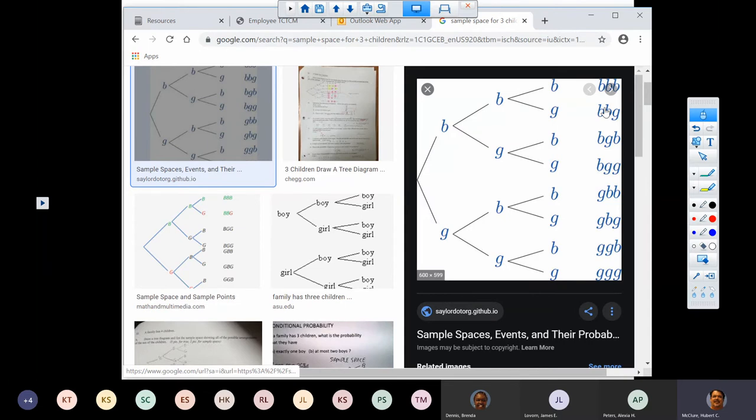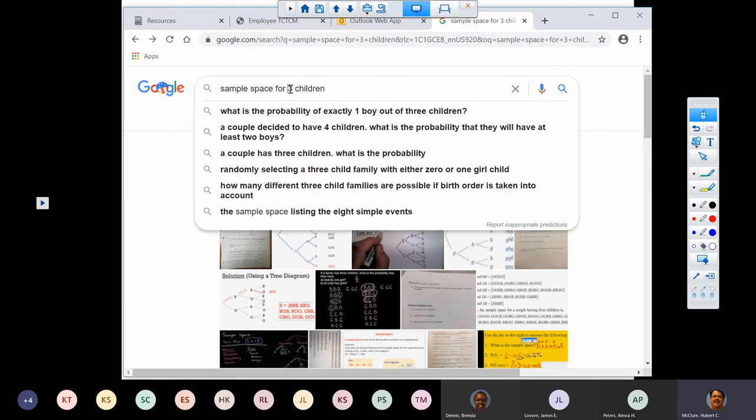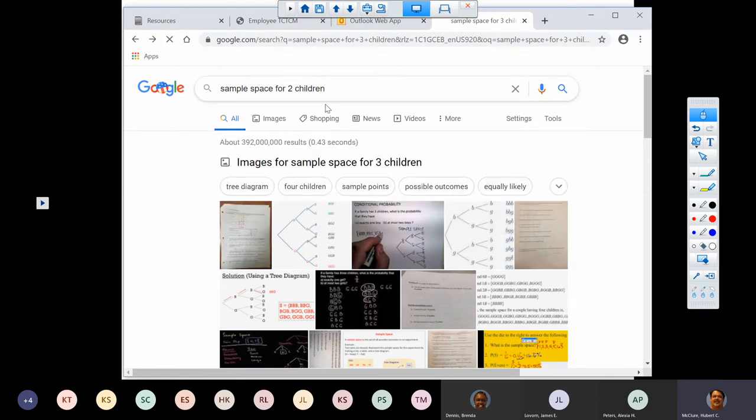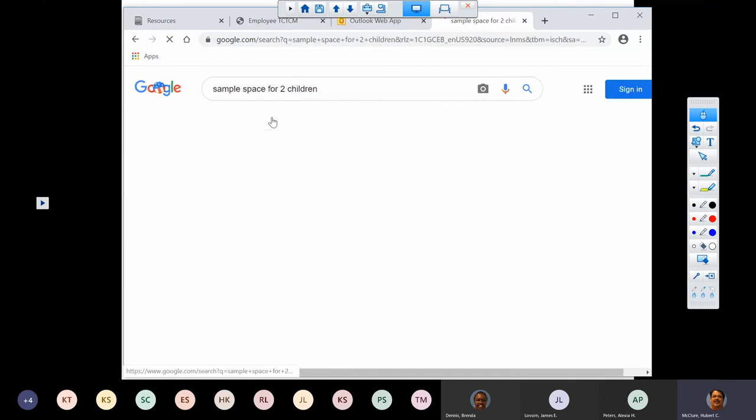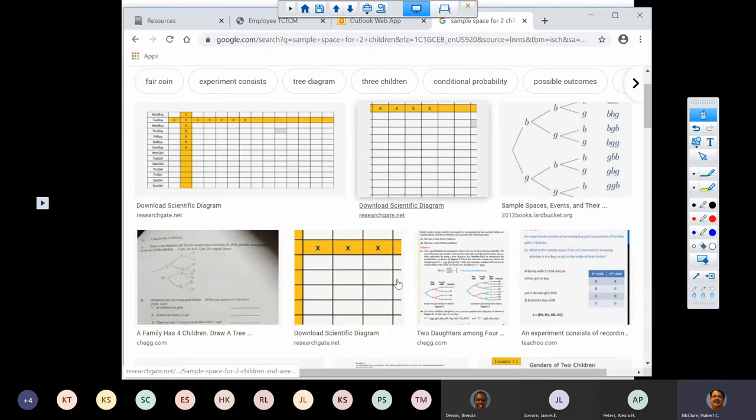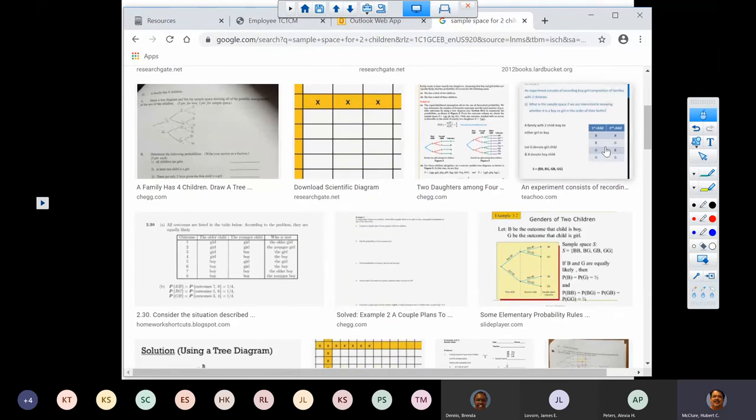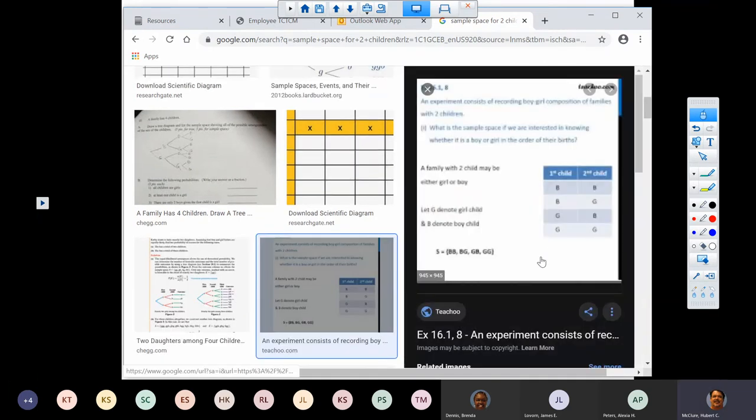And on the left right here is two children. Boy, girl, boy, girl, boy, girl, boy, girl. It should be boy, boy, boy, girl, girl, boy, girl, girl. I don't think that's right. This one is, though. And I'll show you a trick I learned in the war. You can go back and change this to two children. Look at that. Isn't that amazing? And hit images. And somewhere on here it'll show it. There it is. Boy, boy, boy, girl, girl, boy, girl, girl. That's the right answer.